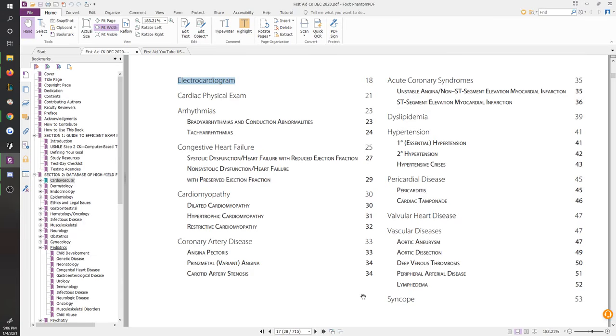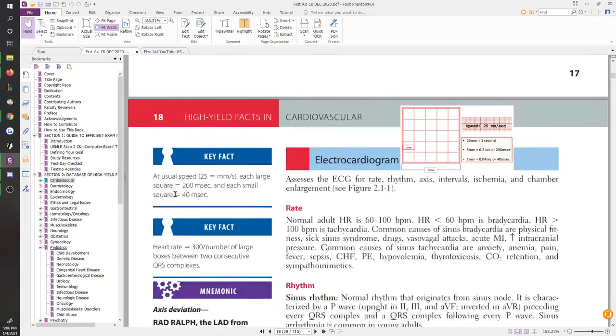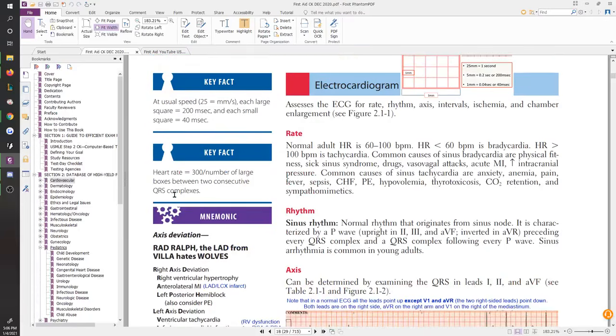Other than that, most of these other topics that are here, we're going to go through them. They're not so bad, and we should be done with all of this by our next session.